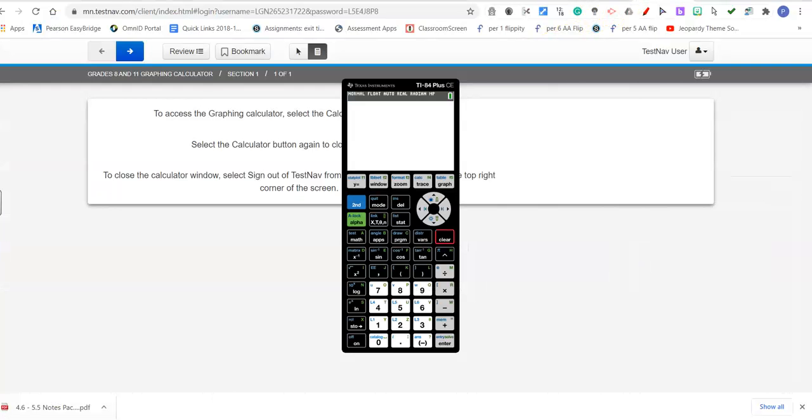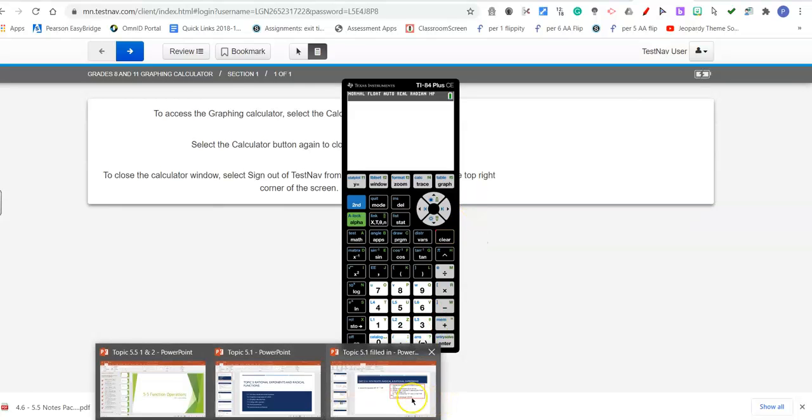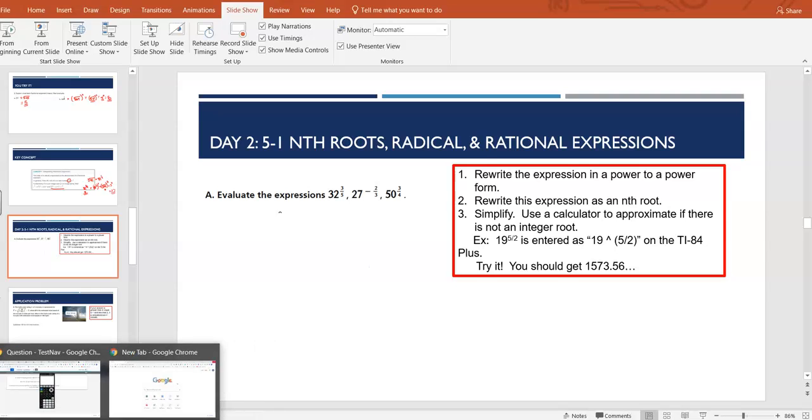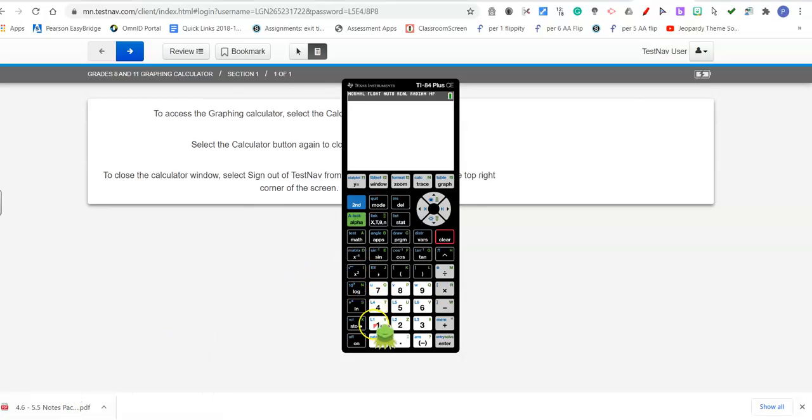Let's see. Here's a problem, for example. It says 19 to the 5 halves. So let's go back and look at our calculator here. You would write in 19, and you just would use the caret as your exponent, and you would do 5. Notice how it's still in the exponent mode. So you just do 5 divided by 2. And you would get your answer, and you could round that then to whatever it says.